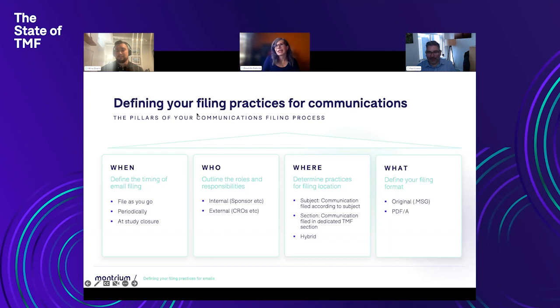Yeah, no, I know that in our system, for example, obviously we have an eTMF system and we do have a study inbox, but we use it mainly for site documents.